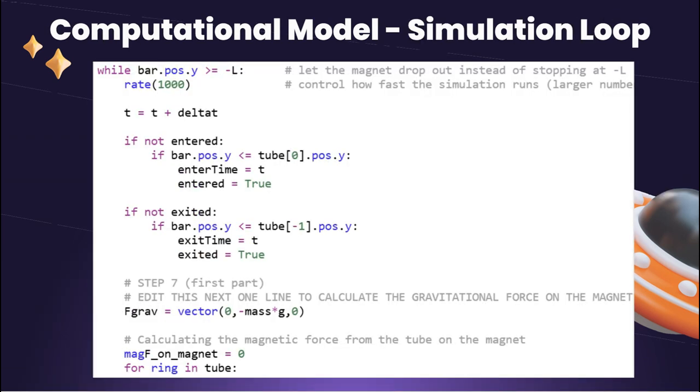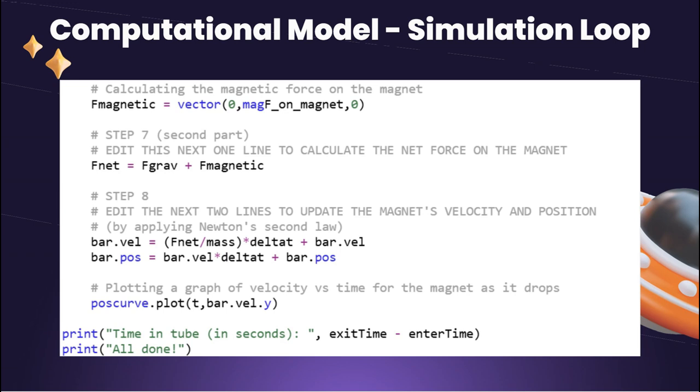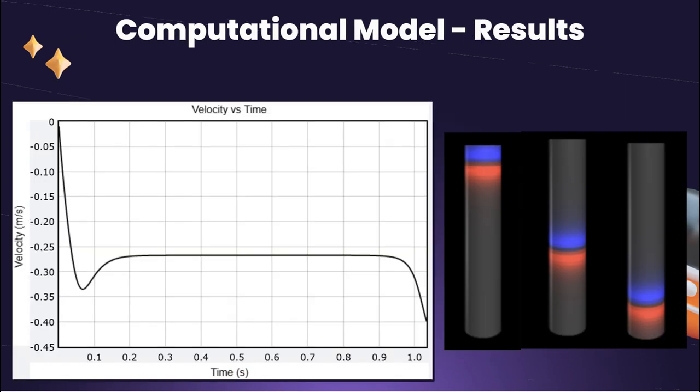Then we moved on to the simulation loop, which starts by defining time and continuously calculates the magnetic force on the magnet throughout the loop until it reaches the end, where it updates the position based on the calculations that it found. Finally, for the results, we can see this graph that shows the velocity as it goes through the tube, and on the right the visual graphic that shows the magnet flowing through that tube.